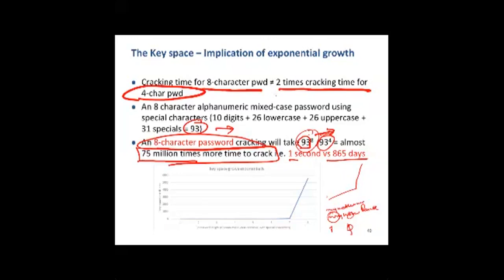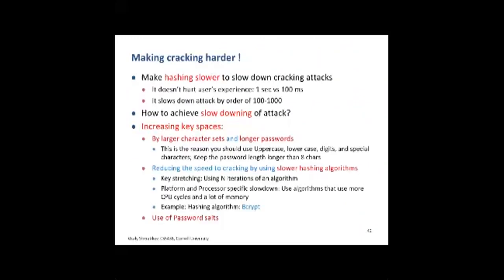Now we have spoken about how cyber criminals break passwords open. The question is, how do you make cracking harder? The first thing is the hashing algorithm which you use to save the user generated password into the password file: you make it slow.